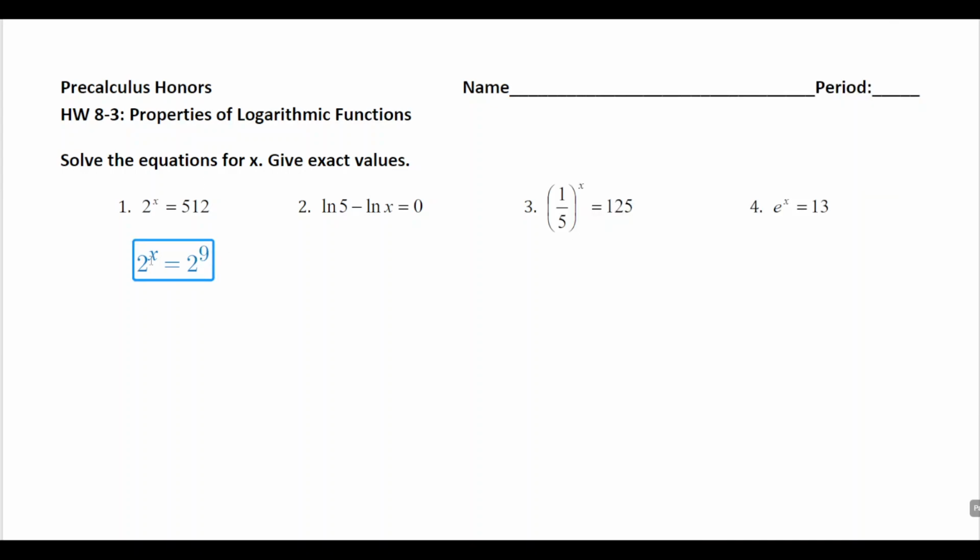And so now we can use the one-to-one property to set the exponents equal to each other, so we just get x equals 9.